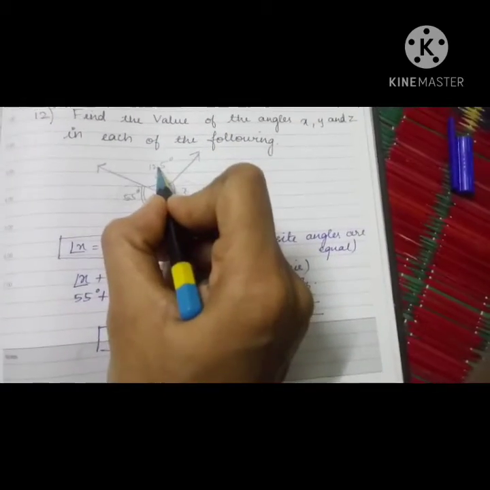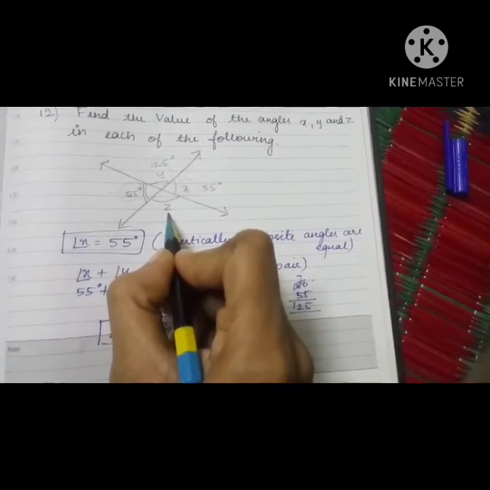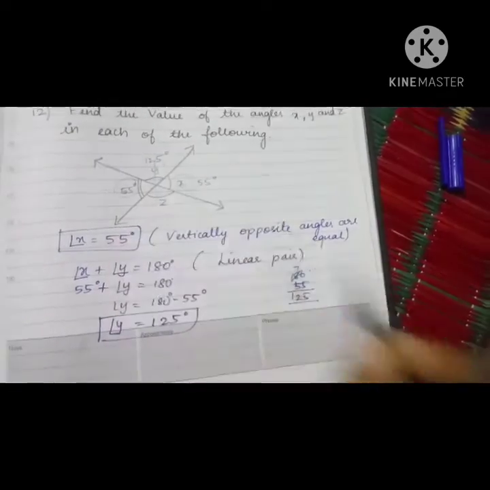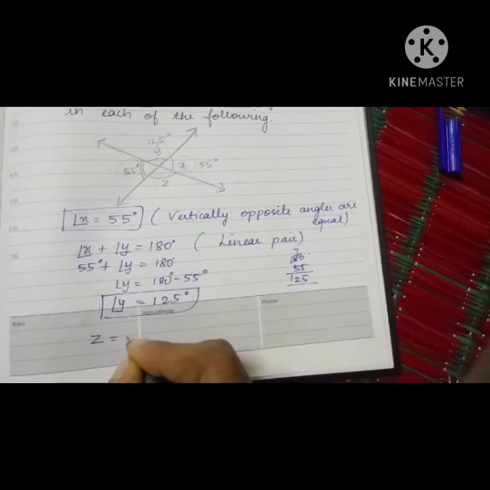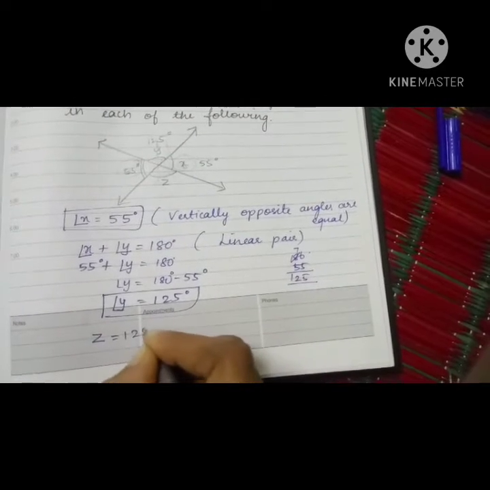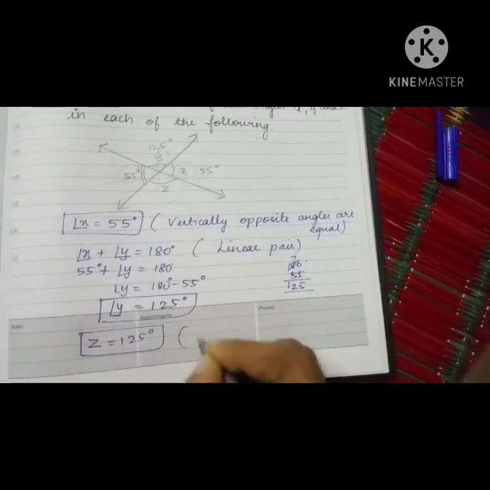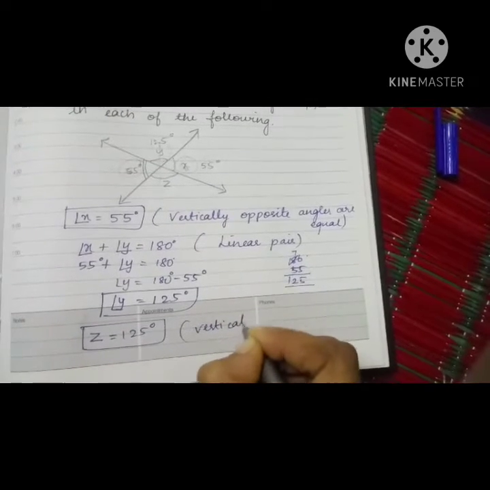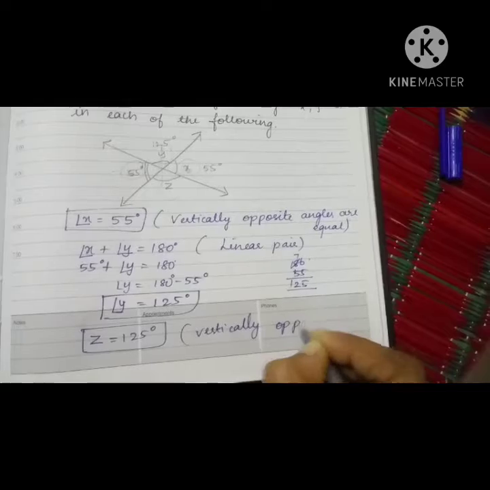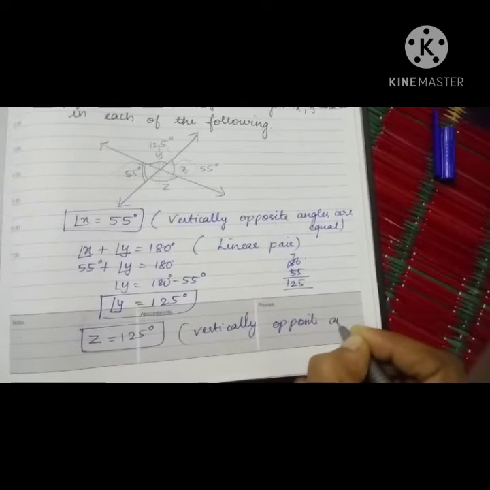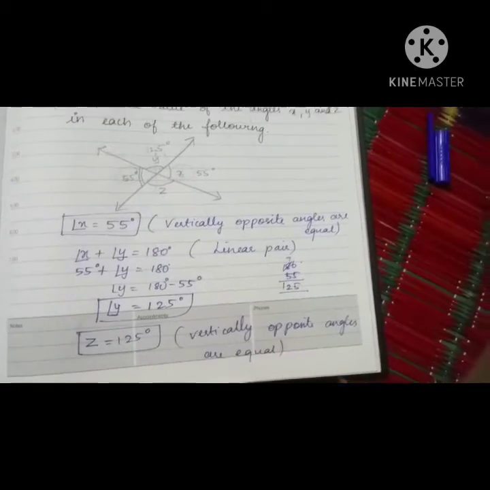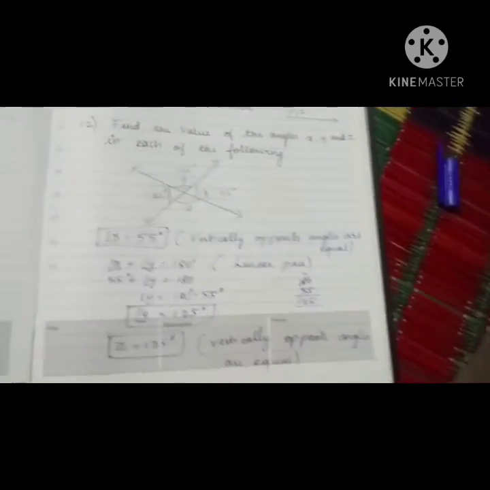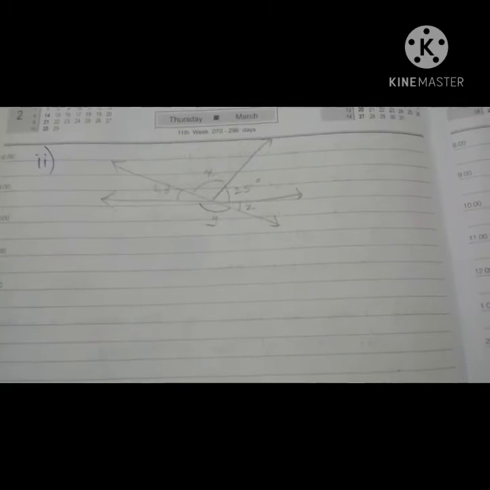So if this is 125, z is also 125. Why? Because vertically opposite angles are equal. Okay, therefore z is equal to 125 because vertically opposite angles are equal. Vertically opposite angles are equal. Understood? Next is your second subdivision problem.